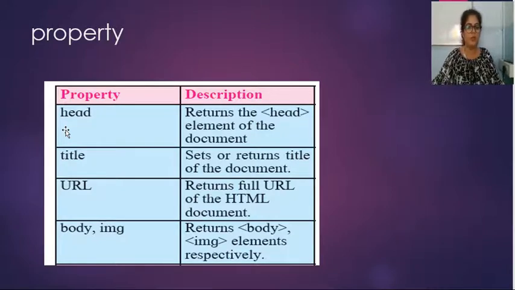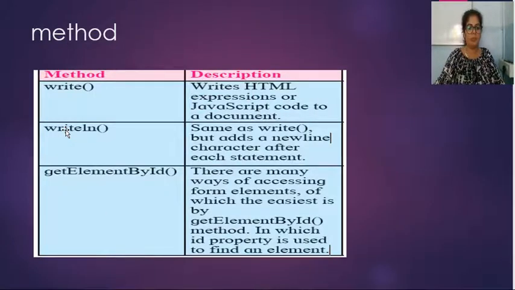So the first property of DOM is head. Head returns the head element of the document. Next is title. Title returns the title of the document. URL returns the full URL of the HTML document. Body returns the body, and the img tag returns the image elements of that web page. So these are the properties.